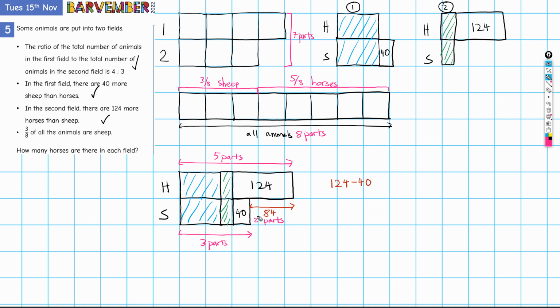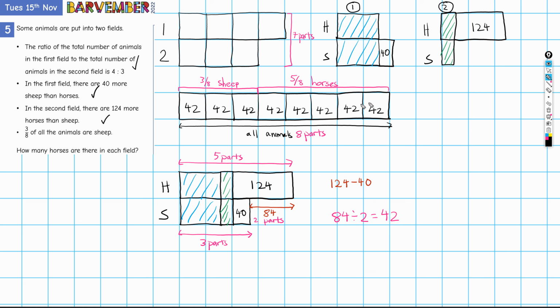Which is brilliant because we know the value of the difference. So we have 2 parts are equal to 84. And so if we do 84 divided by 2, that gives us 42. So we now have a value that we can give to each of these parts. Okay, and I can write them in. So that's 42. I don't need to write them all in, but for some reason I'm doing so. So all of these parts have a value of 42.